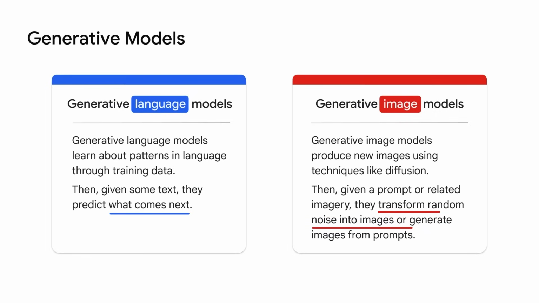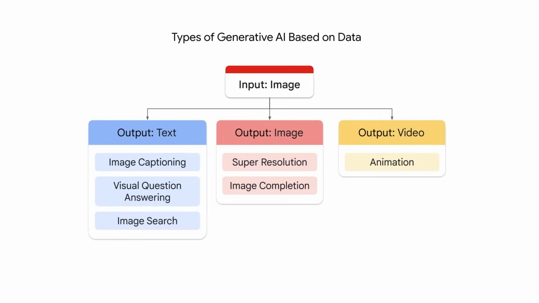As previously mentioned, a generative language model can take what it has learned from the examples it's been shown and create something entirely new based on that information. Large language models are one type of generative AI since they generate novel combinations of text in the form of natural sounding language. A generative image model takes an image as input and can output text, another image, or video.